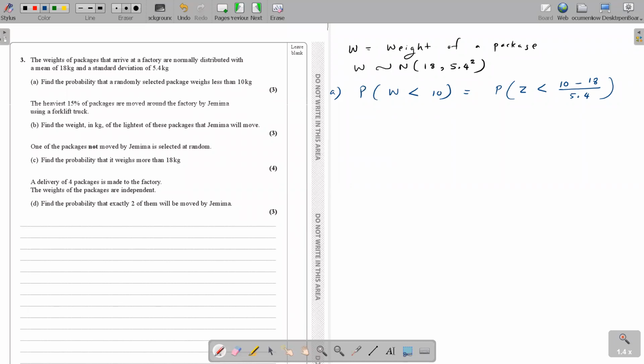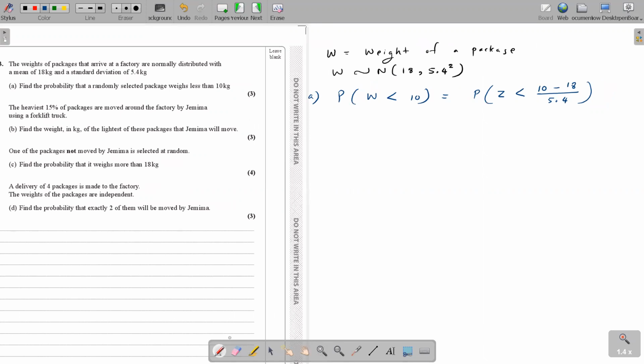Are you with me? How much is that value? 10 minus 18 divided by 5.4. Can I know the figure here? Minus 1.48. It's not exact, it's a fraction, but you take it to 2 decimal places because our table has only 2 decimal places, right?